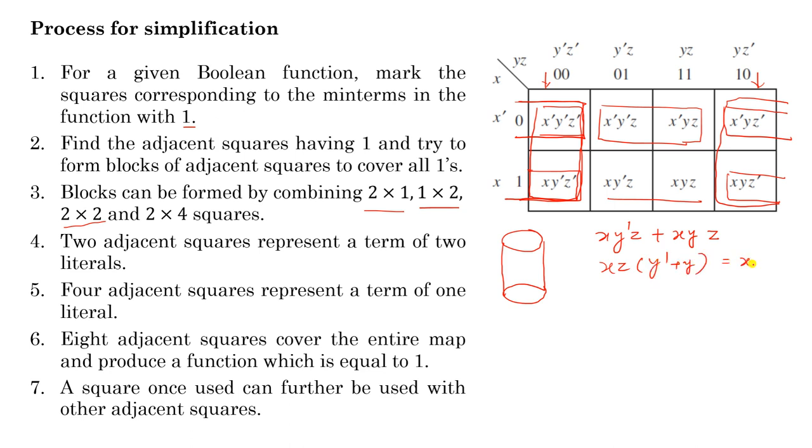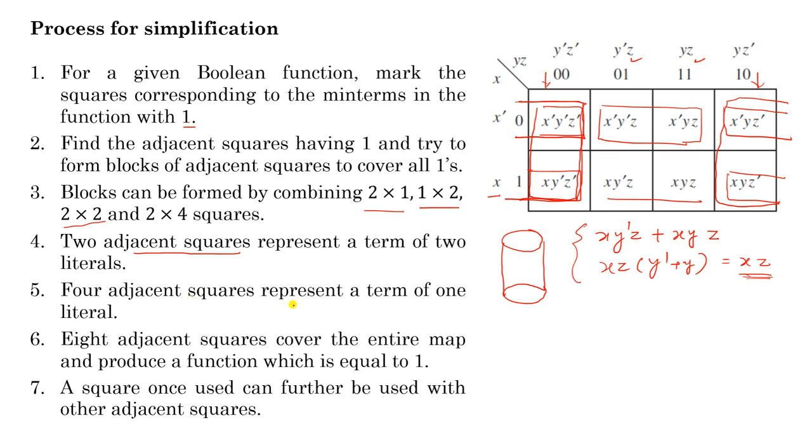Now you can write it xz. So if you take two adjacent squares, whether in vertical direction or in horizontal direction, it will represent a term of two literals. And how can you identify? You have to check in these two which variables are common. For example, this x is same and z is same in these two terms. So you can directly write it xz without doing all these calculations.